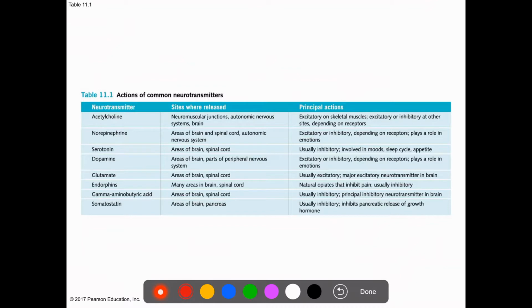This table shows several types of neurotransmitters, where they are released and their actions, whether inhibitory or excitatory. Sometimes some neurotransmitters could perform both functions depending on the receptors, like norepinephrine and acetylcholine. For example, acetylcholine is excitatory on skeletal muscles, but inhibitory at the cardiac muscle, and so on.